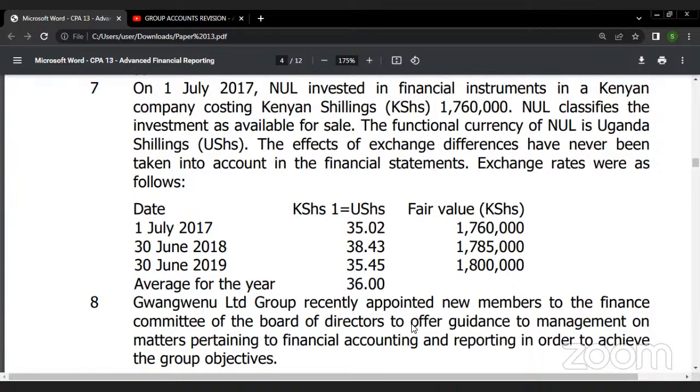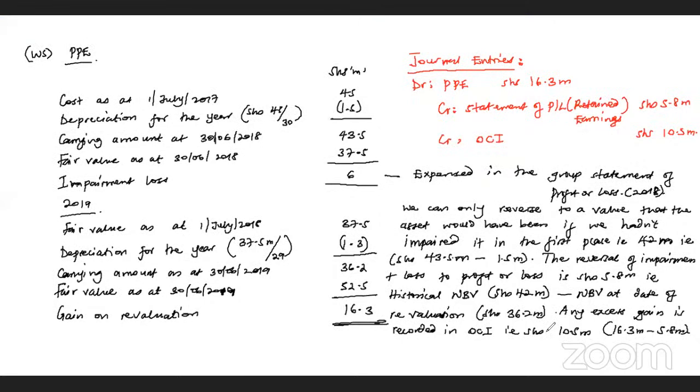This is a financial asset, but of course it's a foreign financial asset for NUL. We just need to translate this at the end of each year. Then any exchange differences arising from the translations will be taken to other comprehensive income. Why? Because this is a non-monetary asset, so any exchange difference is taken to OCI, not to profit or loss. So this is working number 6.